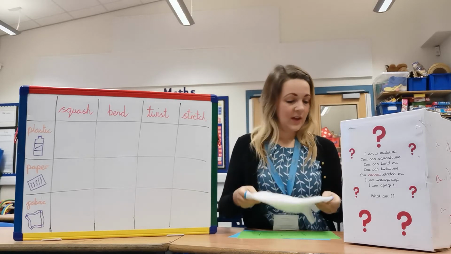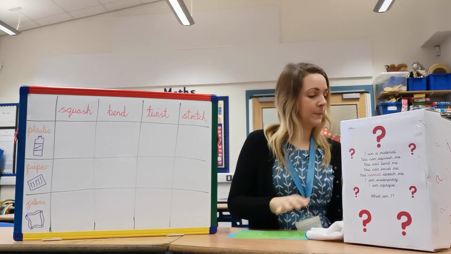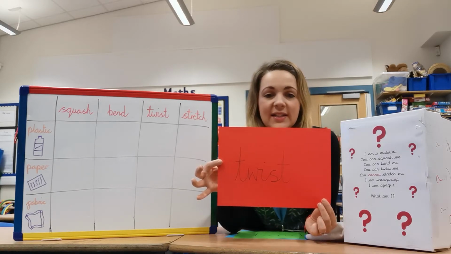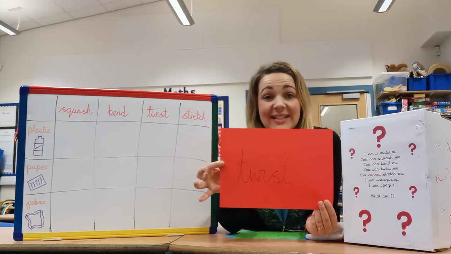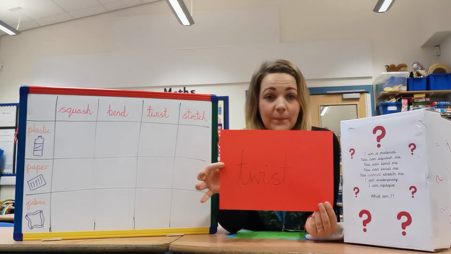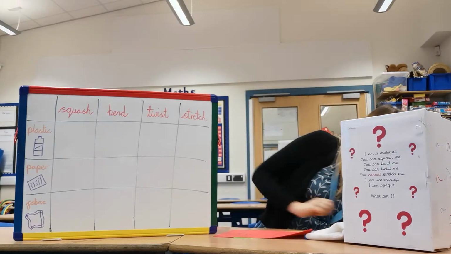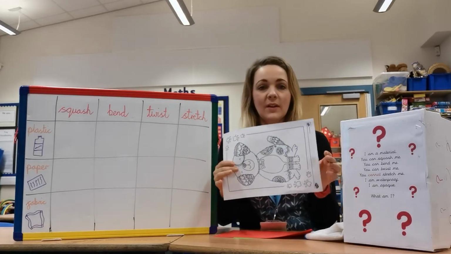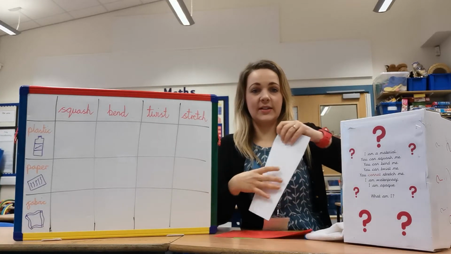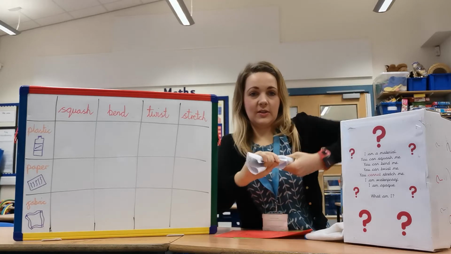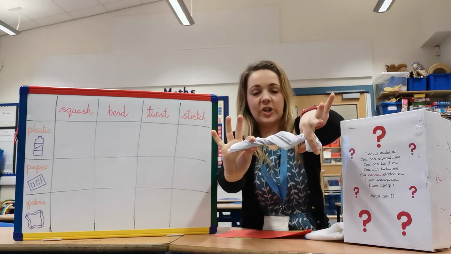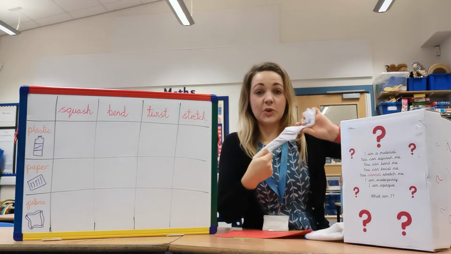Okay. Then we have the word twist. And this means to make it into a curling shape. Let me show you. So here I have a piece of paper and I could try and twist it. So I've twisted it round into a curling shape. That's what twist means.